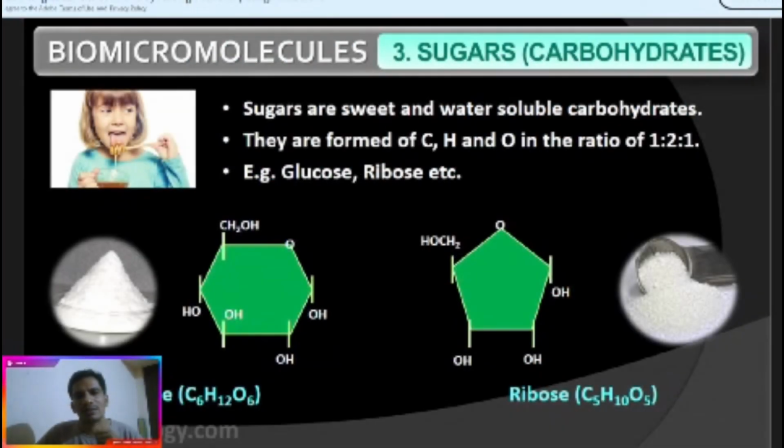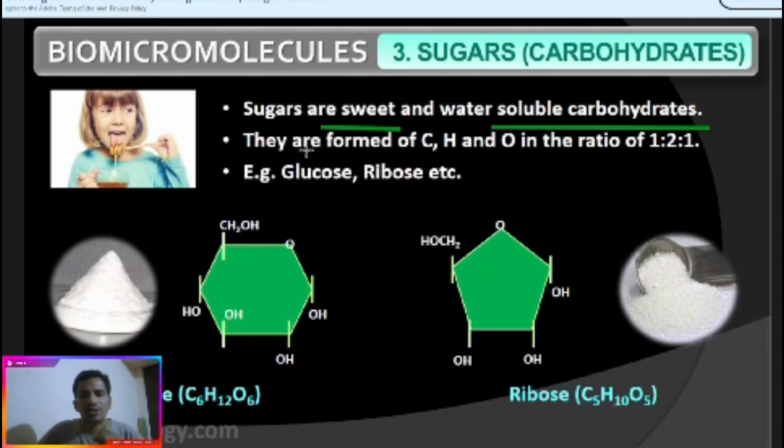Hello dear students, today's class is about sugars. Yesterday we covered lipids. Today's sugars are nothing but carbohydrates. How do you know that? These taste sweet, right? And these are soluble in water, whereas lipids or fats are insoluble.